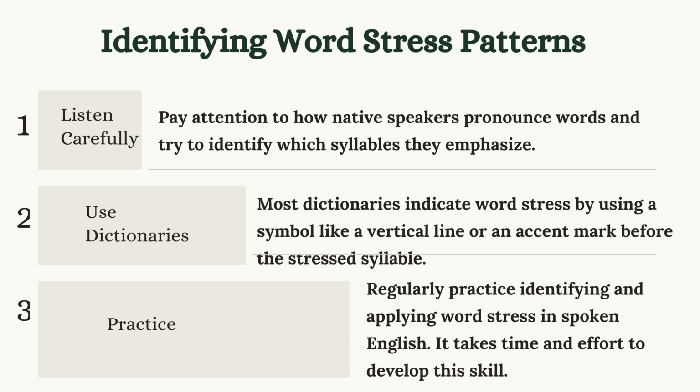Next, you can use dictionaries to assist you. Many dictionaries show word stress with a symbol like a vertical line or an accent mark before the stressed syllable. This is a helpful guide when learning new words or checking your pronunciation. Finally, practice is key. Regularly practicing identifying and applying word stress in your spoken English is crucial. This skill takes time and effort, but with consistent practice, it will become more natural.